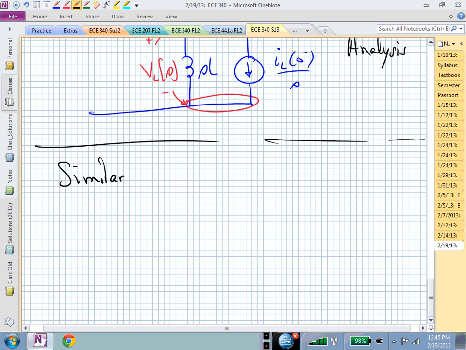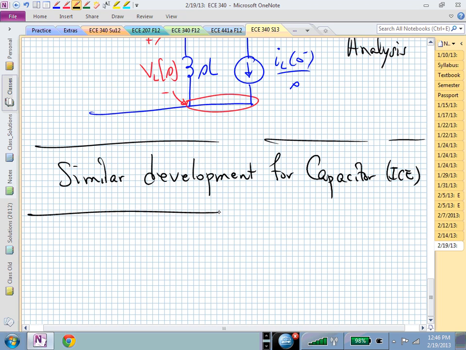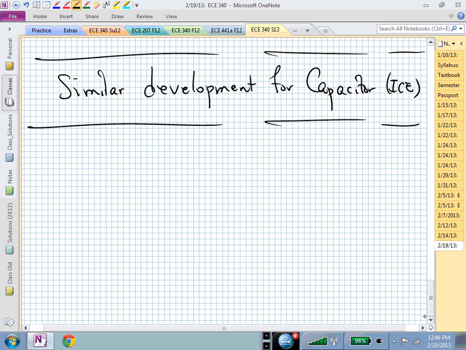Correct? So you could do the similar development that we just did for the capacitor, and that will then be the I_C piece. Let's look at an example of using this S-domain circuit analysis.